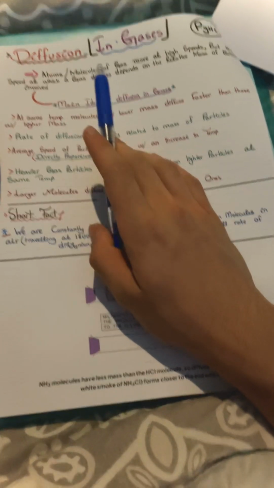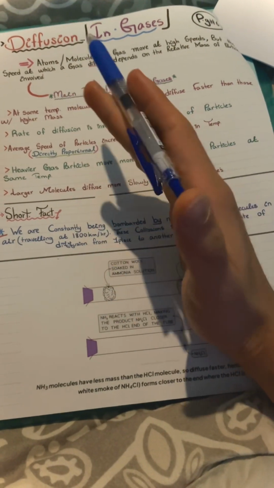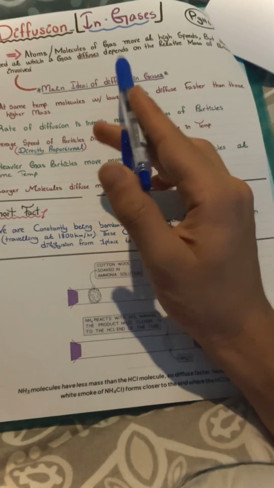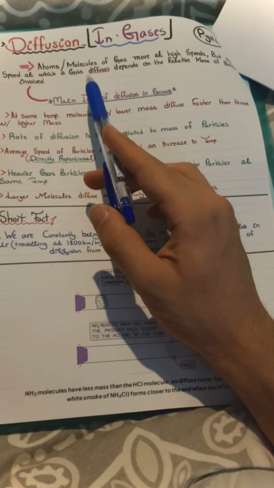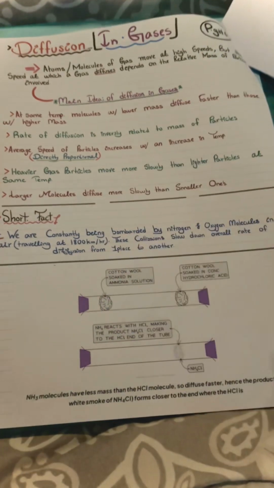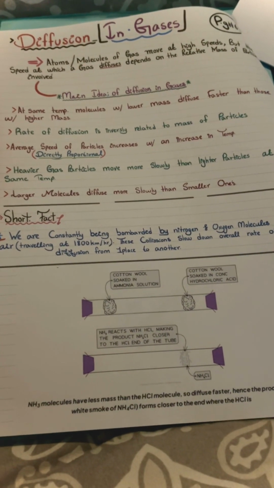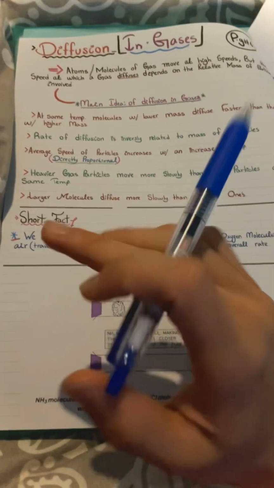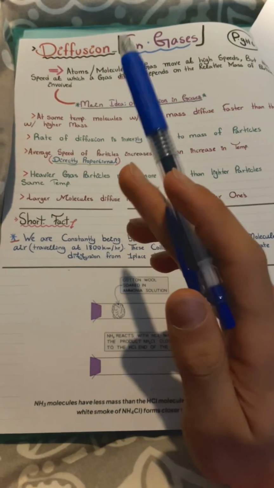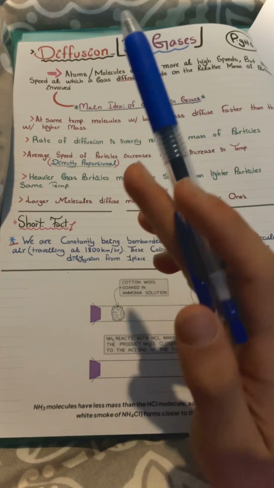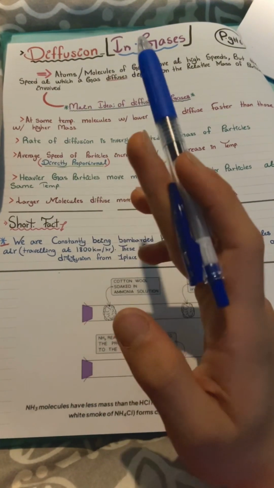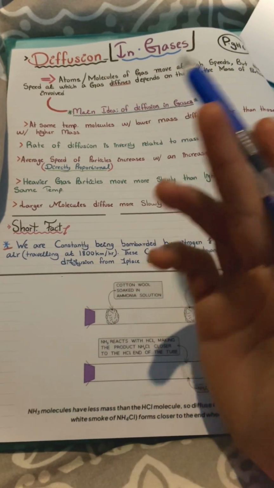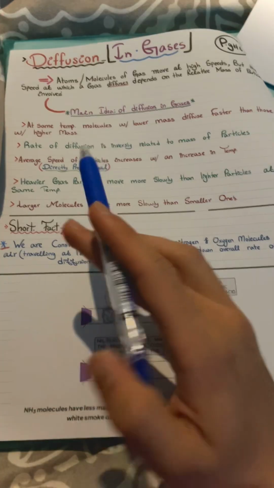Diffusion in gases. Atoms and molecules of gases, of course, have Brownian motion. Since the particles are farther apart, they have more energy and more speed, so they move at high speeds, but the speed at which a gas diffuses depends on the relative mass. When you have two gases and want to determine which is diffusing faster, you look at the relative molecular mass measured in atomic mass units, or the molar mass of the gas measured in grams per mole. Whichever is lighter will of course have a faster rate of movement and diffuse faster.